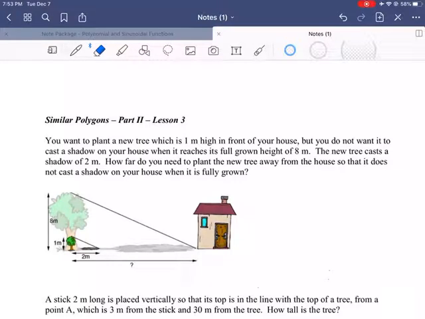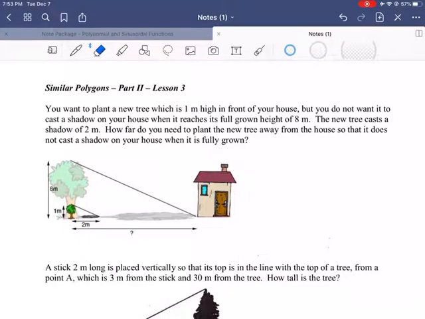Hello everyone, this is Similar Polygons Part 2, Lesson 3. So we're going to be using our proportions to figure out missing sides again.